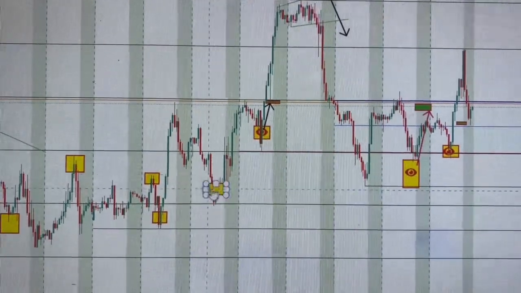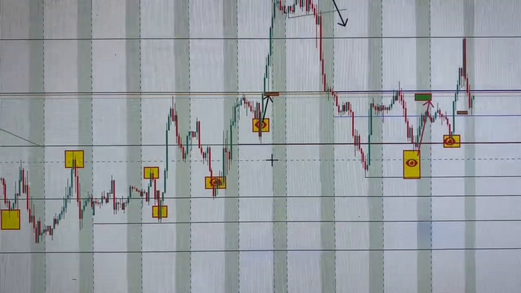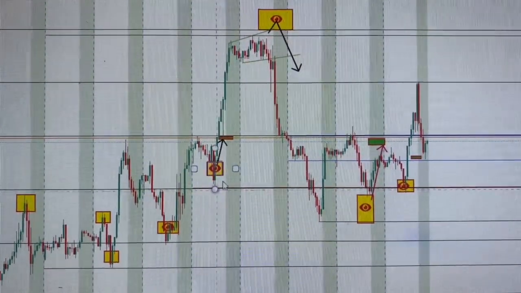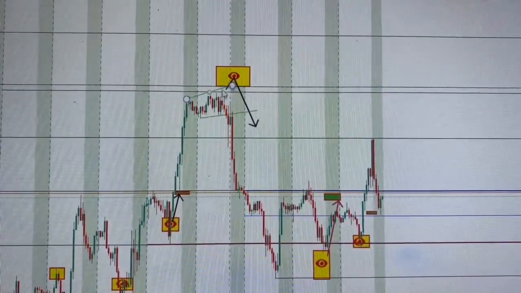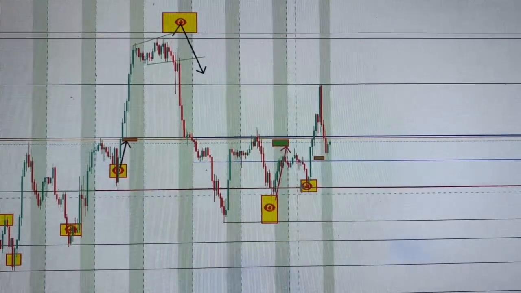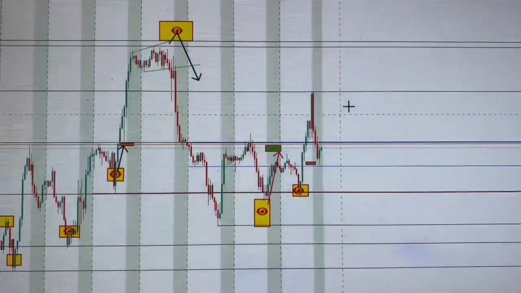You can see this was a good buy. Price dropped down, tested this key level before going up. The same thing happened there. Price nearly violated our area of interest, tested this key level, and then shot up. At this point, the price failed to get to my area of interest. This day was a good trade. This was also a good trade for today, and this is how we do it on a daily basis.